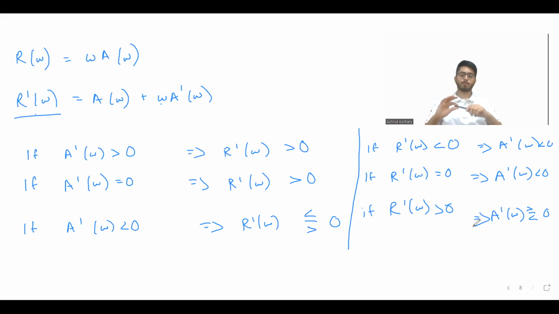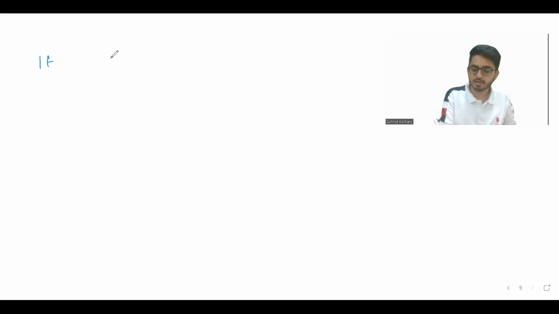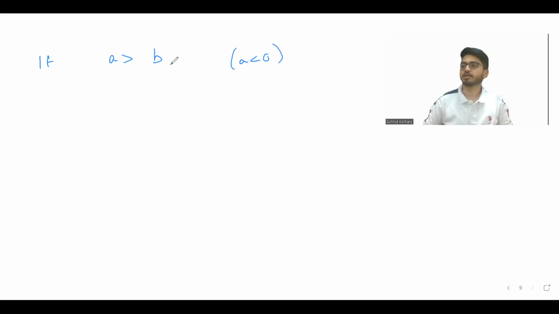Pay attention to this, okay? If A is greater than B, and I tell you that A is negative, and I divide both sides by A, writing it on screen, all of you give it a shot. If A is greater than B and A is negative, what will happen when you divide both sides by A? What will you get?